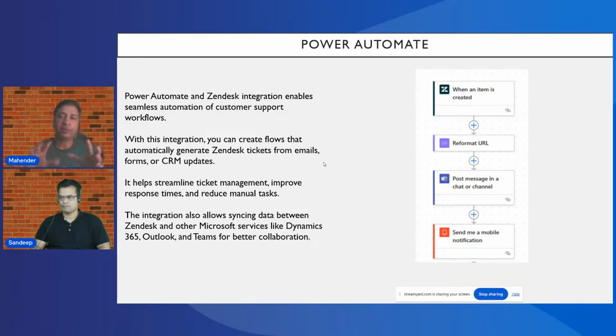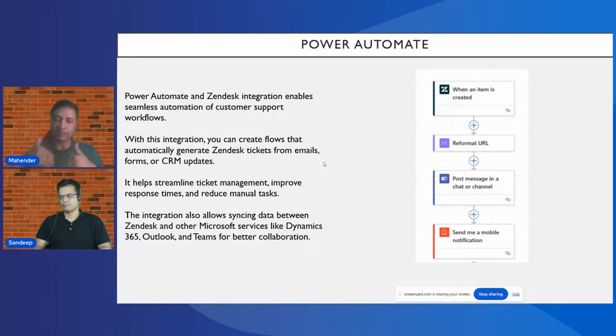The next one is Power Automate. Power Automate, we are basically using for workflow management here to automate our activities. Power Automate is a Microsoft cloud service which provides different kinds of options where we can integrate different applications, whether they are Microsoft or non-Microsoft applications. As I said, Zendesk is a totally non-Microsoft application, but we have connectors available. Using those connectors we can pass information between Power Automate and Zendesk.